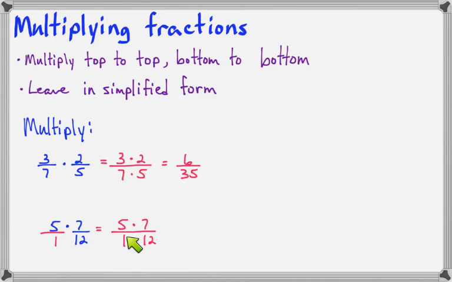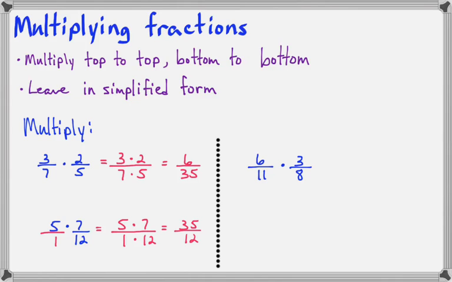So the top is simply 5 times 7, and the bottom is simply 1 times 12, and we end up with 35/12, which again is improper, but there's no need to change it to a mixed number because there were no mixed numbers in our problem, so it's okay to leave it improper.